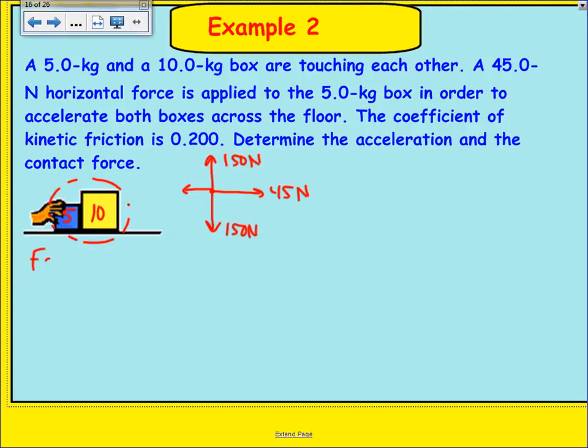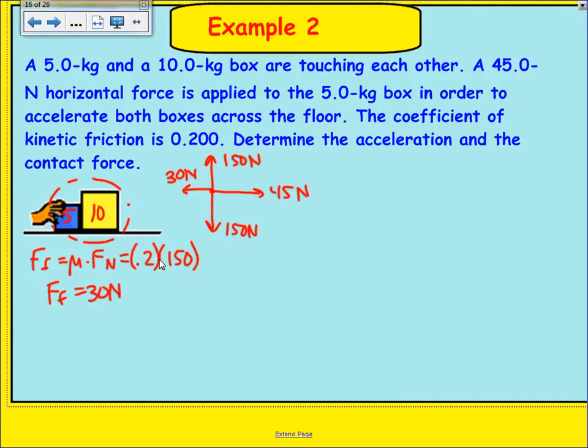Remember, friction can be found by taking your mu times your force normal. My mu, we are told, is 0.2, and my normal force, when I'm treating the whole thing as one system, is 150 newtons. If I take 150 times 0.2, my force friction is equal to 30 newtons. So that's what I'm going to plug right here in the force diagram.